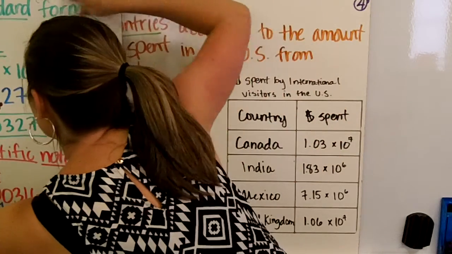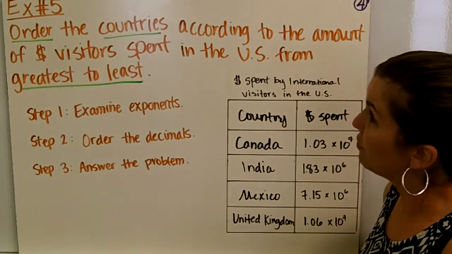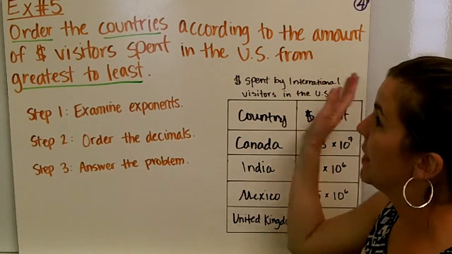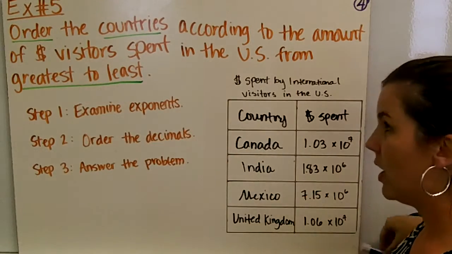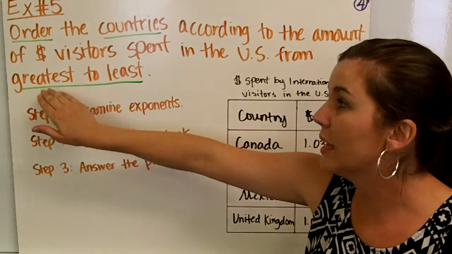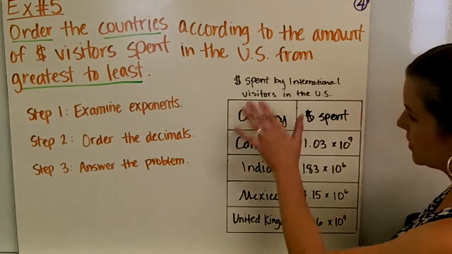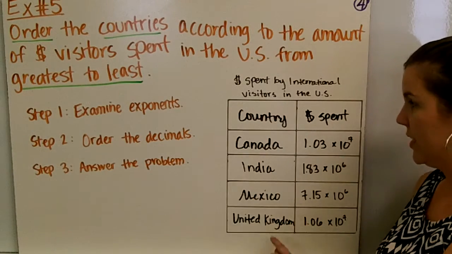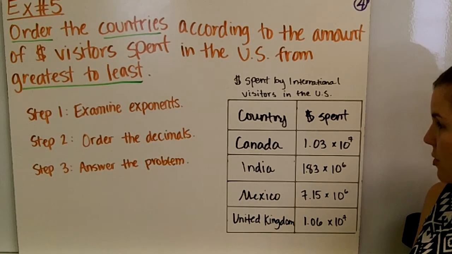Example number 5. Order the countries according to the amount of money visitors spent in the U.S. from greatest to least. Now, a lot of people miss questions like this because they're not careful when they're reading it. So I underlined greatest to least. We want the biggest to the smallest. Here's a chart of countries and the money that visitors from other countries spent in the U.S.